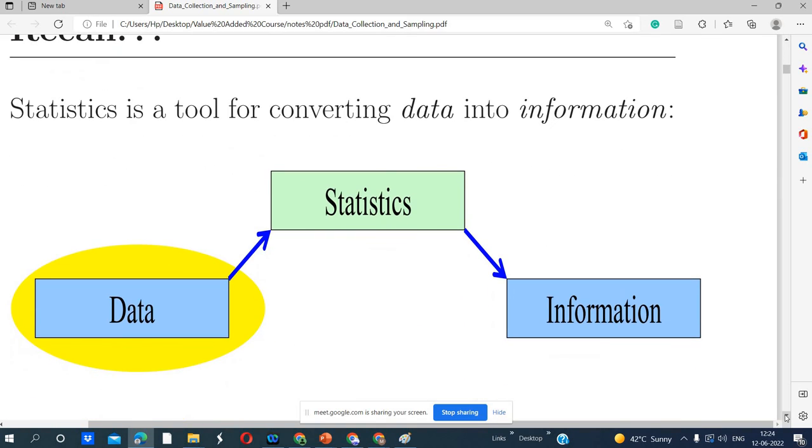So now this is the part of statistics. Actually, statistics is combined with data mining. In data mining there is the use of statistics. So in data science there is the use of statistics. Statistics is a tool for converting data into information.